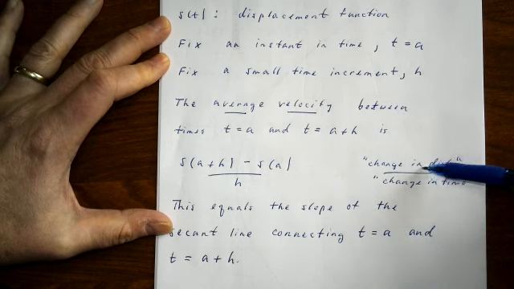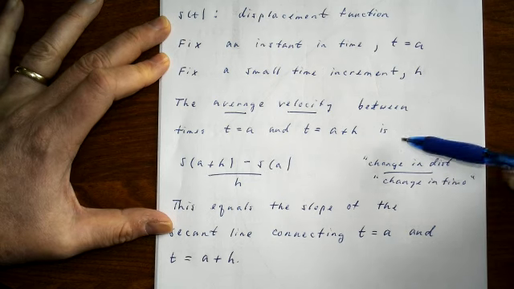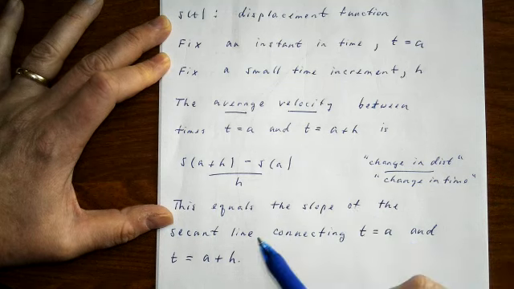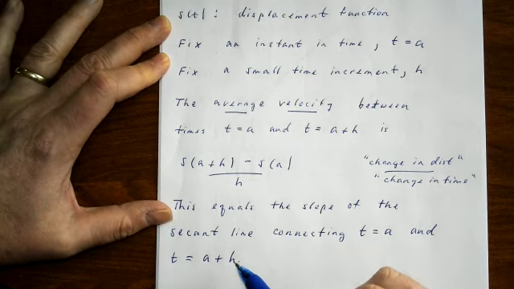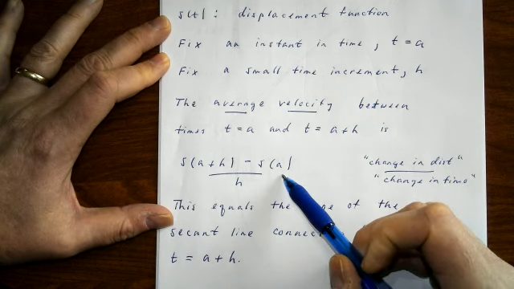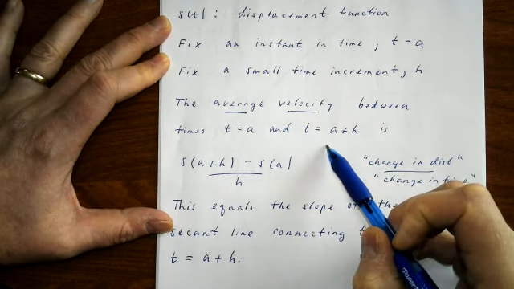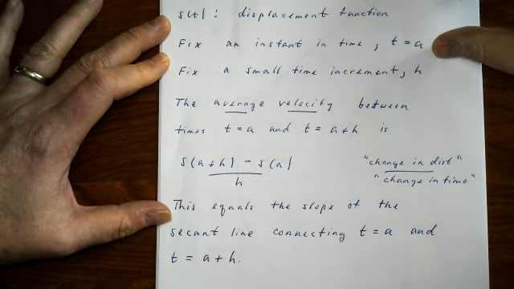This is a change in distance divided by a change in time, or a change in displacement divided by a change in time. h represents time. This also equals the slope of the secant line connecting t equals a and t equals a plus h. So this quantity has two meanings. The formula is an average velocity between 2 points in time, and it's the slope of a secant line connecting 2 points on the graph.